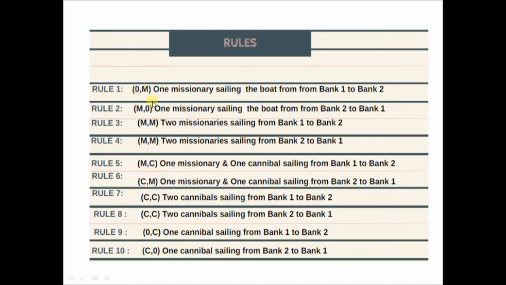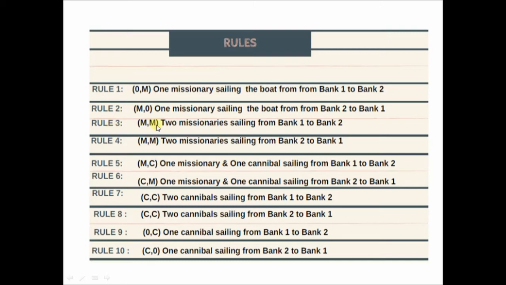The first rule, one missionary sailing the boat from bank 1 to bank 2. So this is a boat and there is one missionary. Basically the first parameter is for the left bank, second is for the right bank. Then rule 2 is one missionary sailing the boat from bank 2 to bank 1. Rule 3, two missionaries sailing from bank 1 to bank 2.